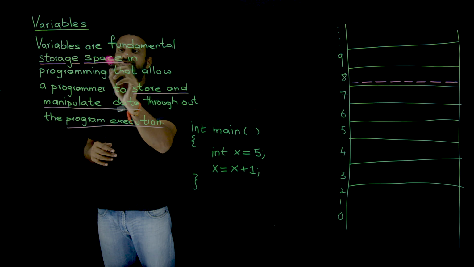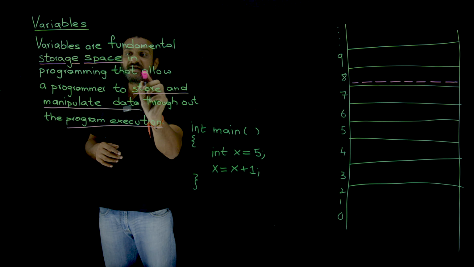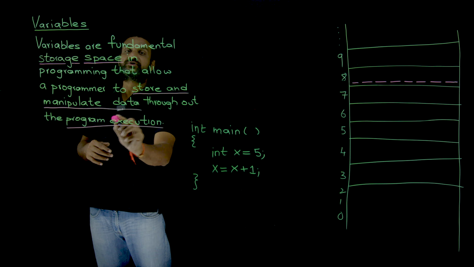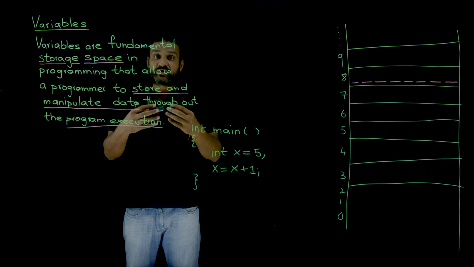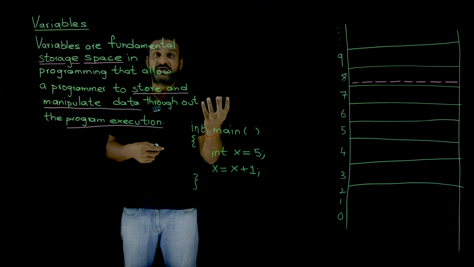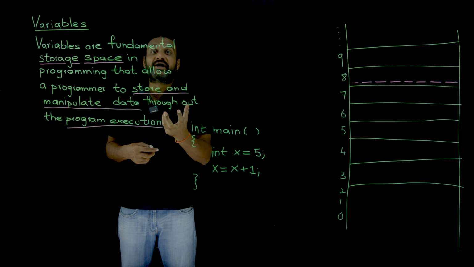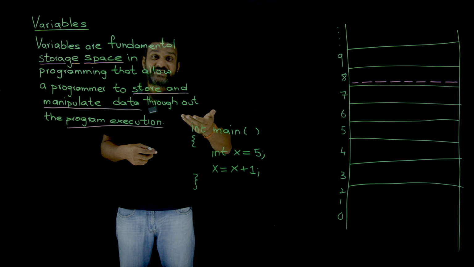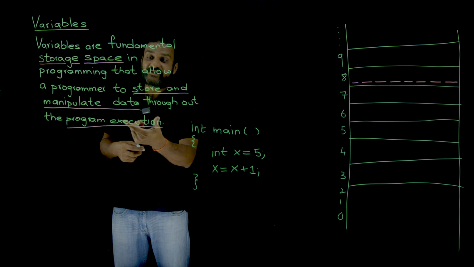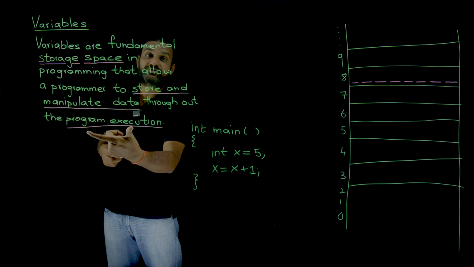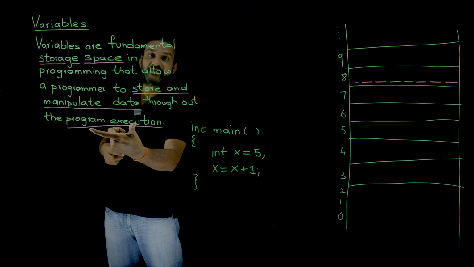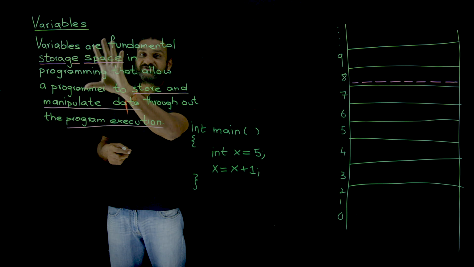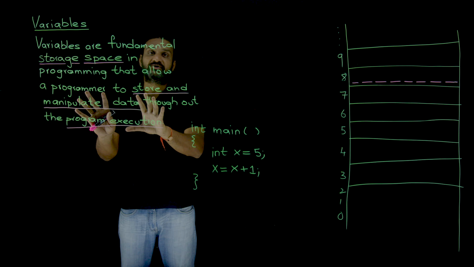So what does the definition state? Variables are fundamental storage space in programming that allows a programmer to store and manipulate data throughout the program execution. Those who write programs use these variables to store and manipulate data, and the storage and manipulation of the data happens until the completion of the program execution. Fundamentally, this is a storage space.